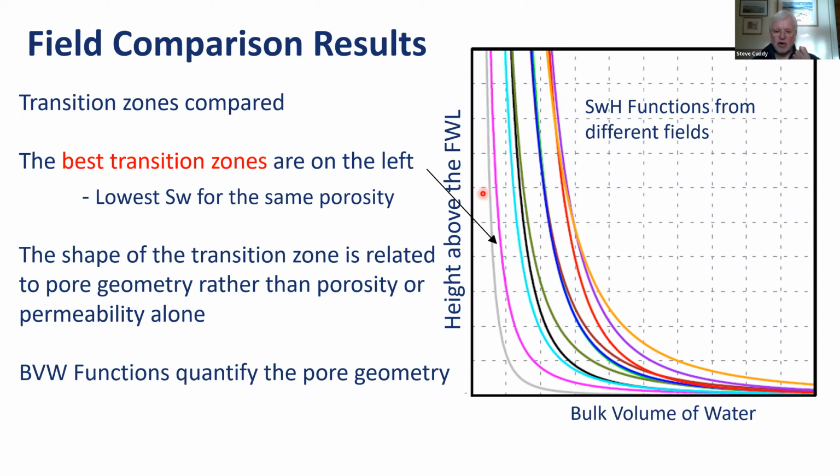So for a certain height above the free water level and certain porosity, we've got the lowest water saturation. Now, the shape of this transition zone is related to pore geometry rather than porosity and permeability alone, which I explain later in the paper. And this pore geometry is quantified by the BVW function.